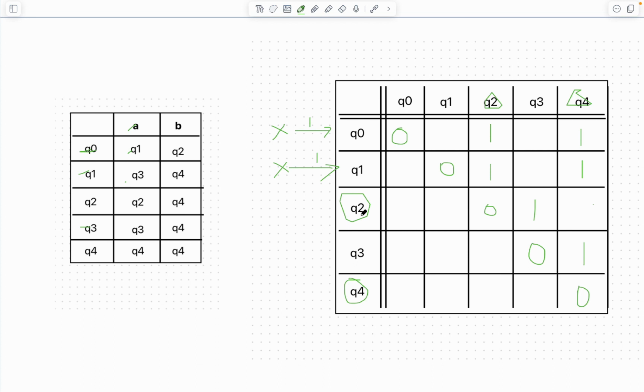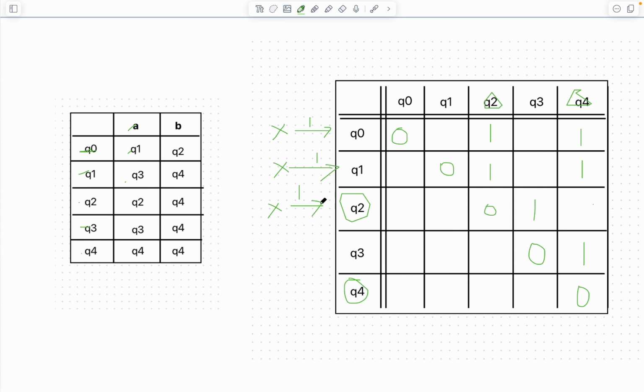Now let's come to the third row, which is Q2. The only box that is left is Q2, Q4. Let's try to see Q2, Q4 on input A. Q2, Q4 on input A goes to Q2, Q4, so we don't do anything. Then Q2, Q4 on input B goes to Q4 and Q4. Q4, Q4 is a self loop, so we don't do anything. So even in the first iteration, even for Q2, there is no match at all.